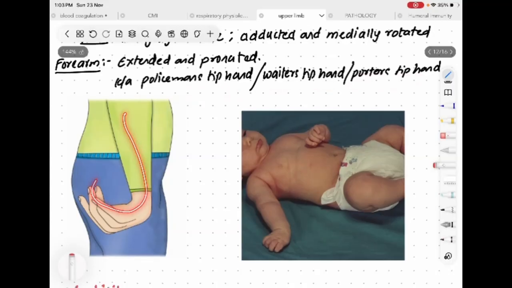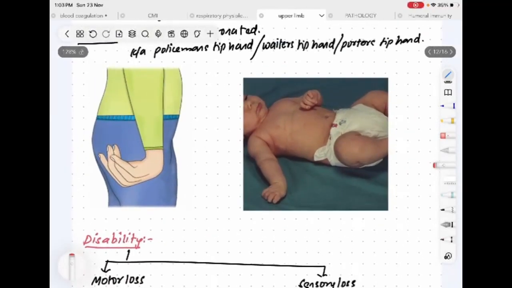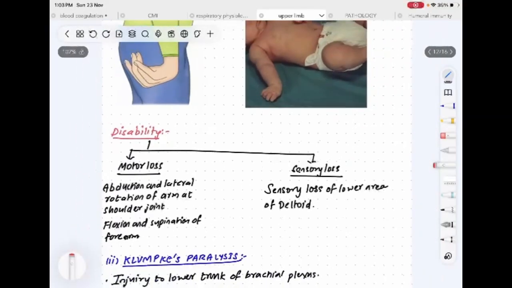Okay, now look at this picture. We can see the arm is adducted and medially rotated, and the forearm is extended and pronated. You can see this deformity, policeman's tip hand, in this picture. Now what is the disability?